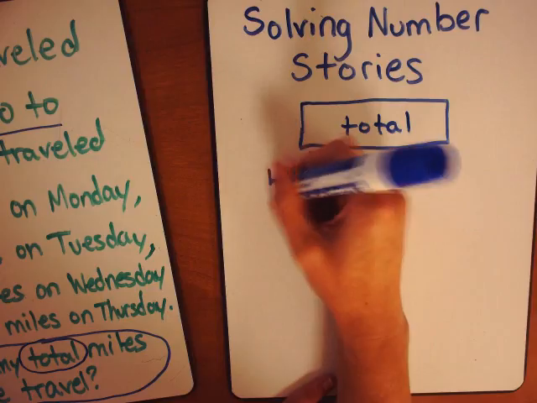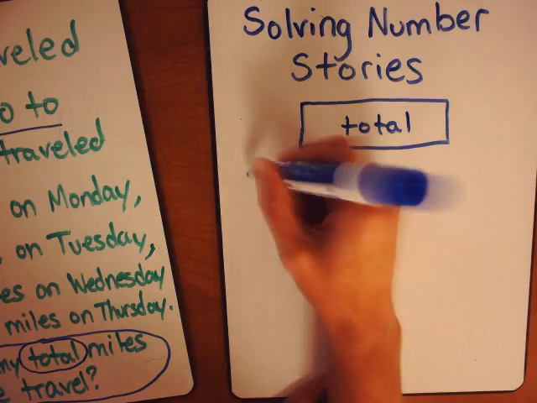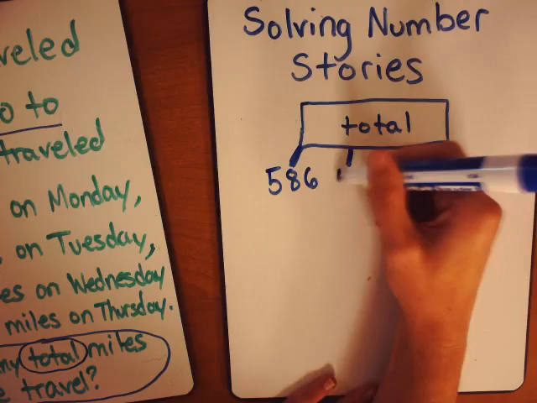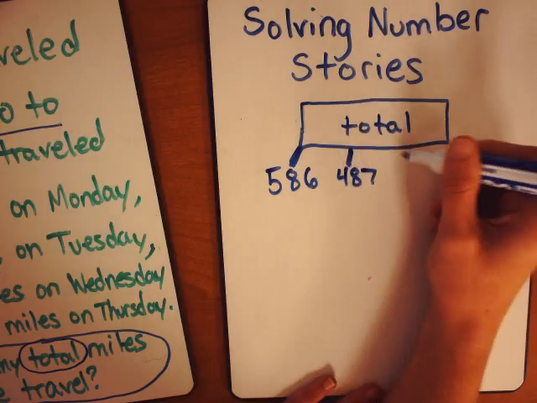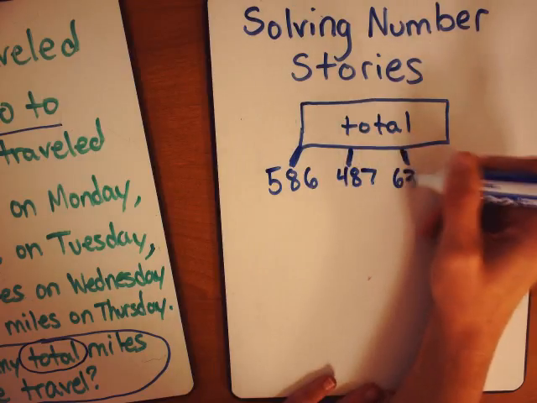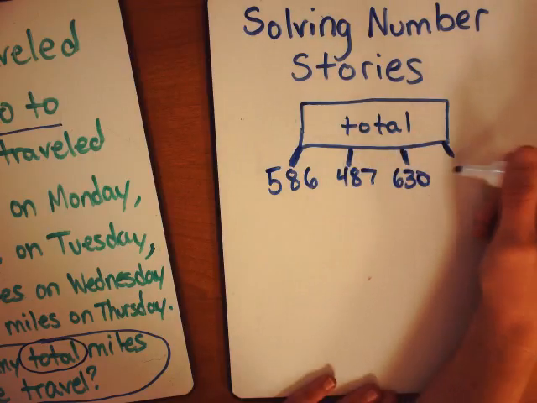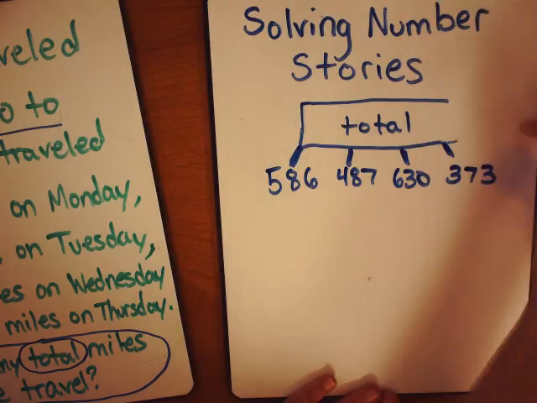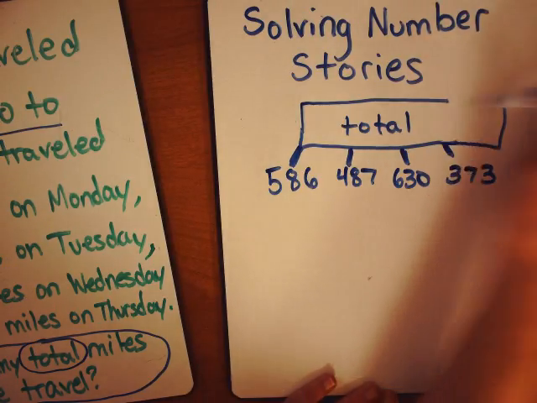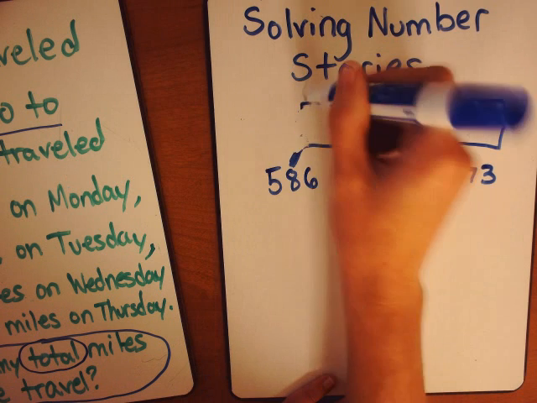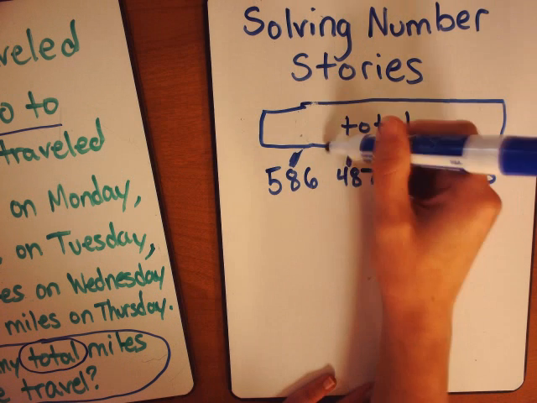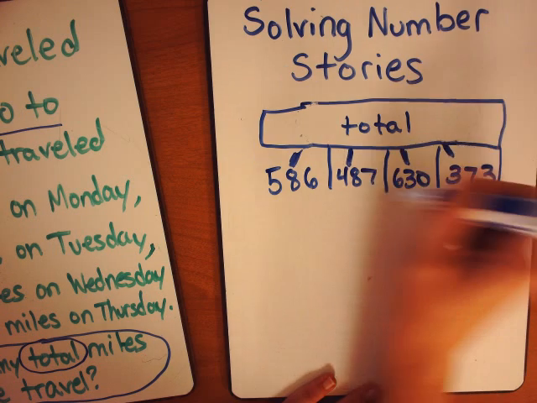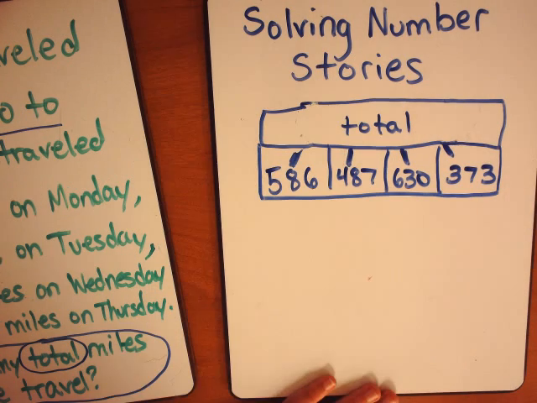So I've got 586. I've got 487. I've got 630. And I've got 373. So go ahead and draw this diagram in your notebook.